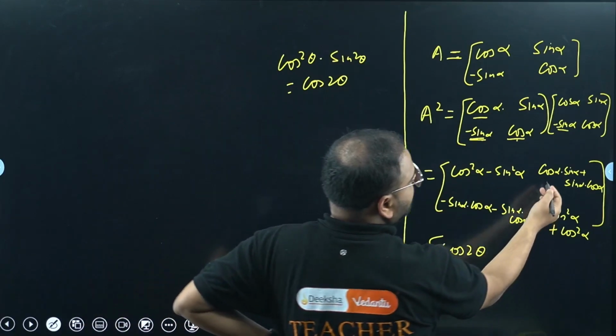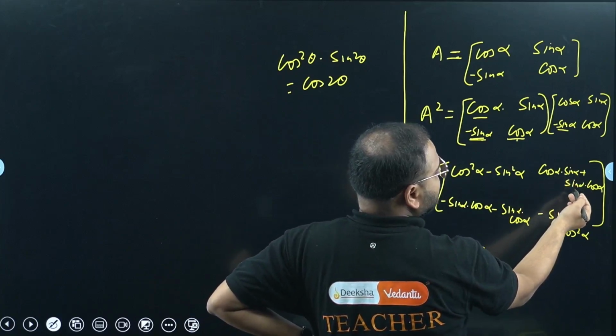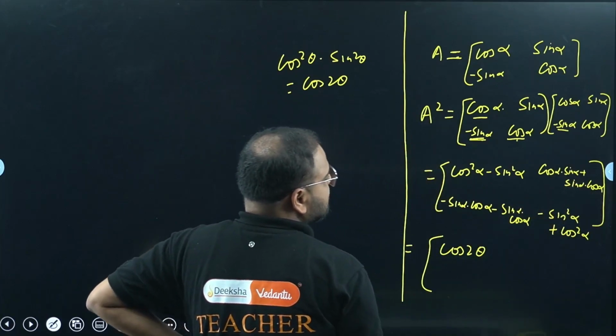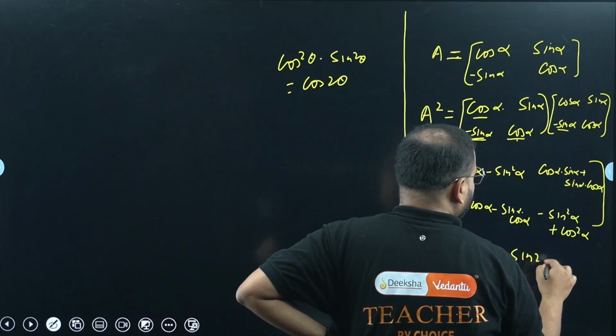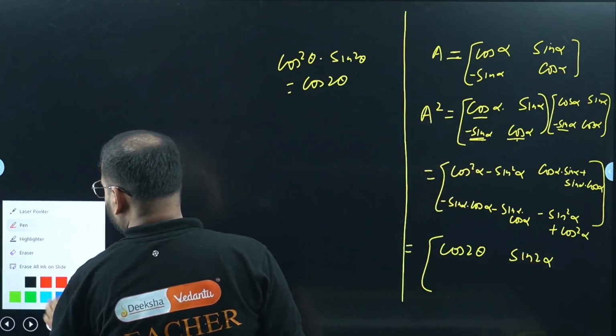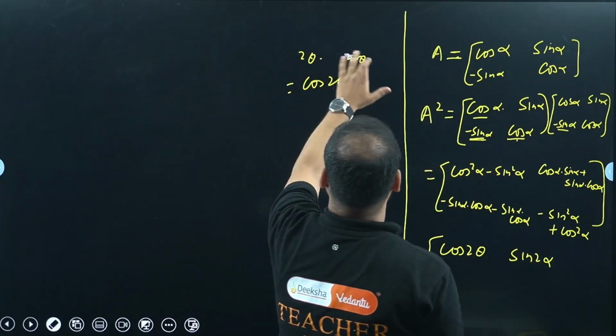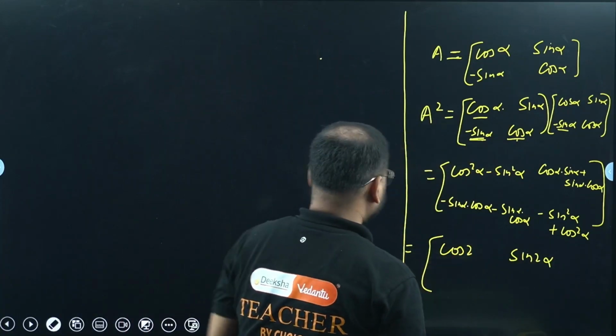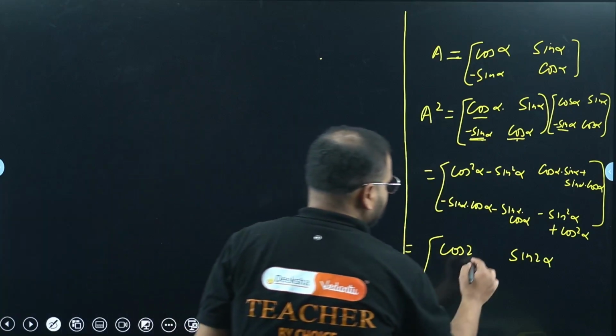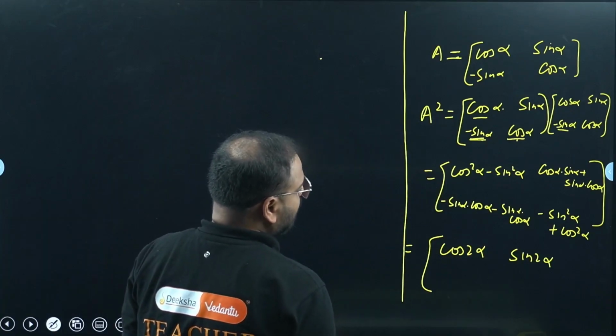What about this, sir? Cos A, sin A, cos A. What is this? 2 sin A cos A. So basically sin 2A, not theta, alpha it is. This formula is okay. This is alpha. So cos 2 alpha, sin 2 alpha.